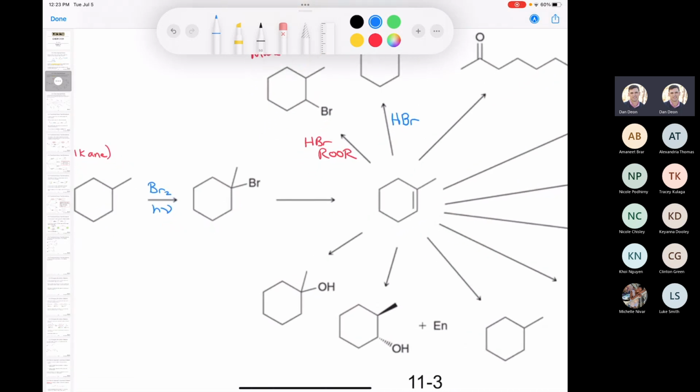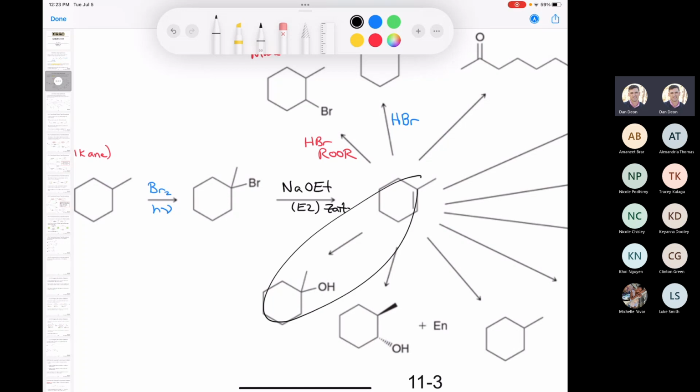And then the next one is an elimination going from here to here. And we're making the Zaitsev product, so we want to use an unhindered base. So let's choose something like sodium ethoxide or sodium methoxide. That would work totally well as well. Okay, so that's just an E2 elimination. So we'll put here E2, and then we'll say we're making the Zaitsev product. I'll just put it in there like that.